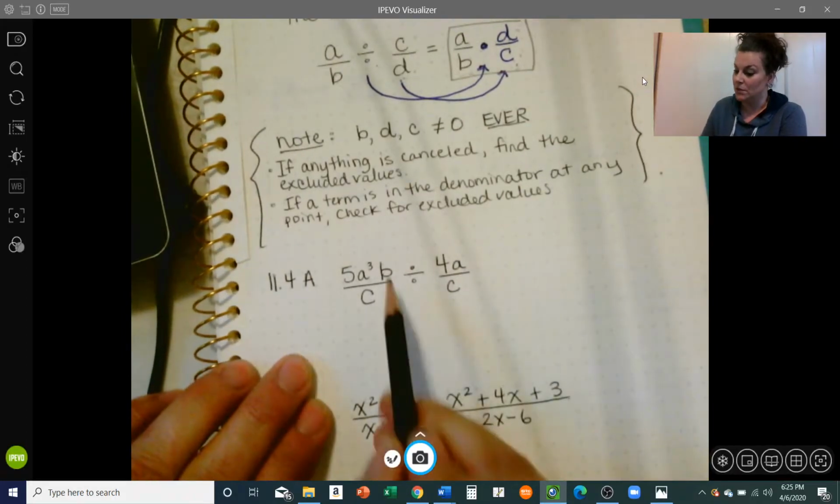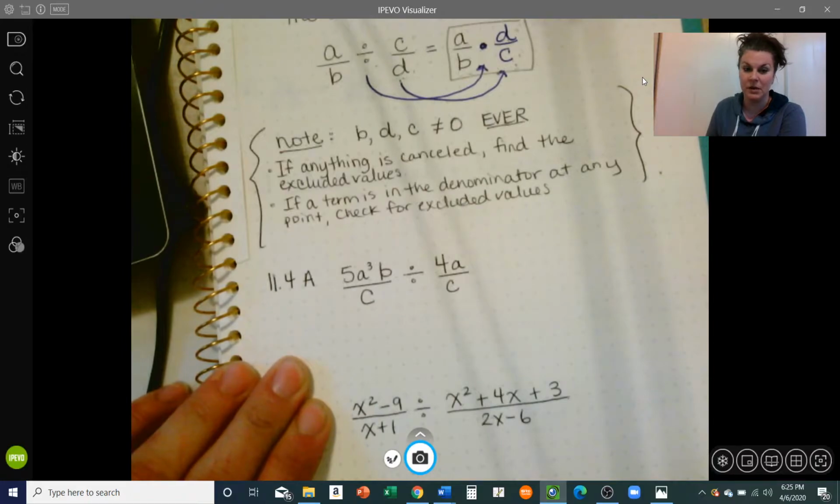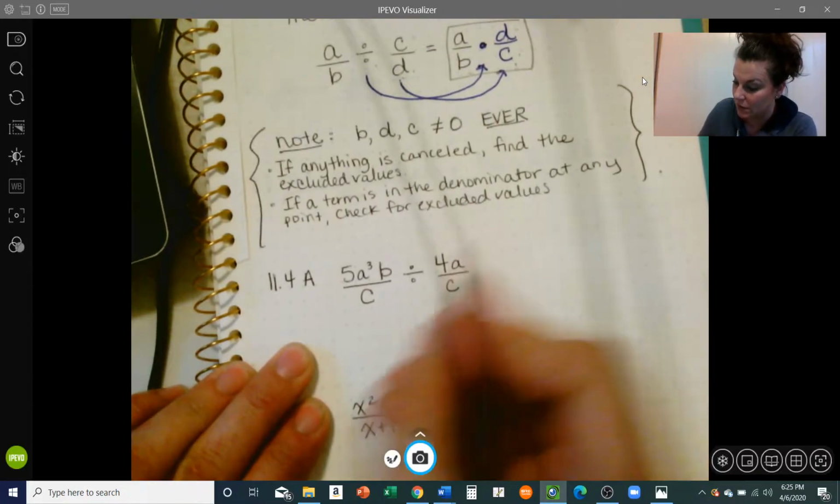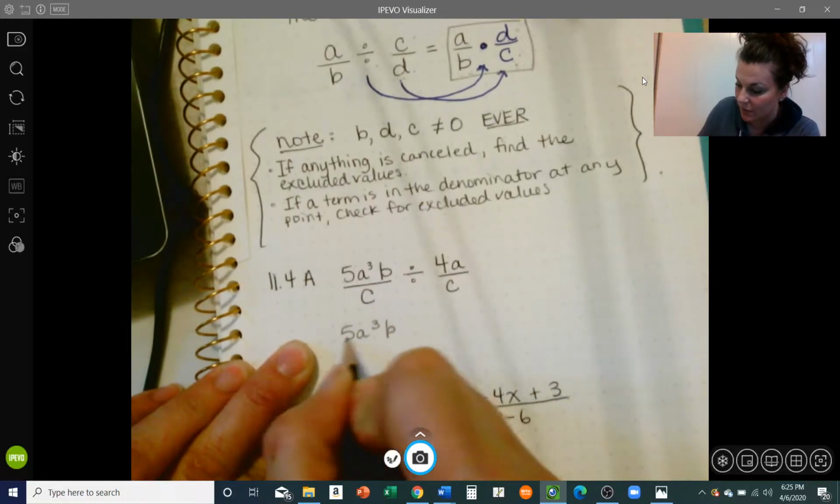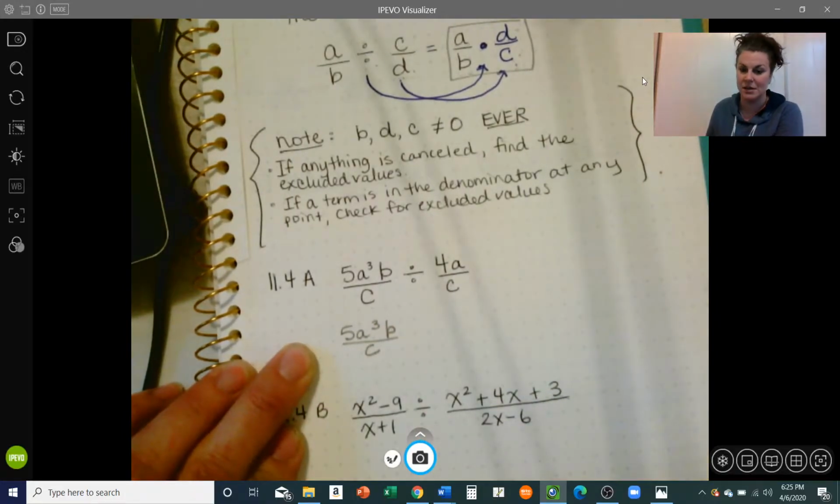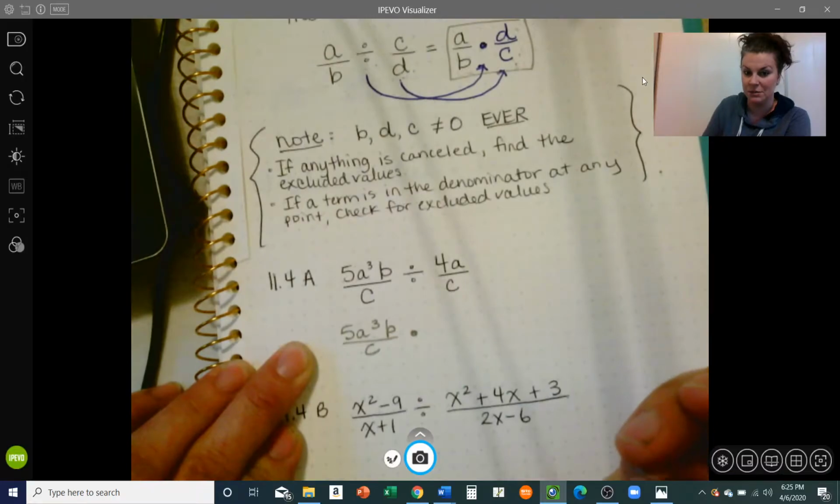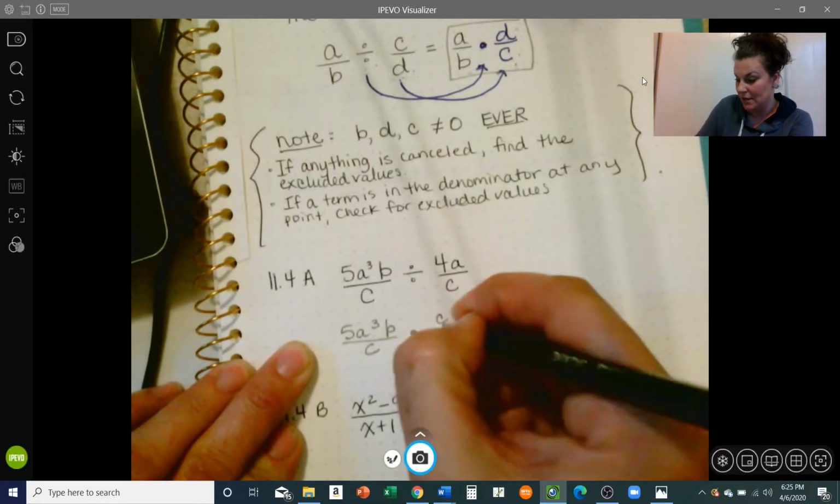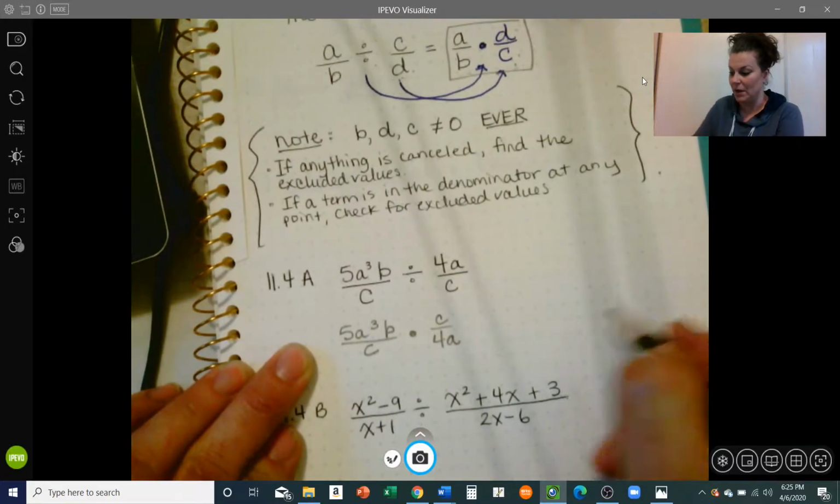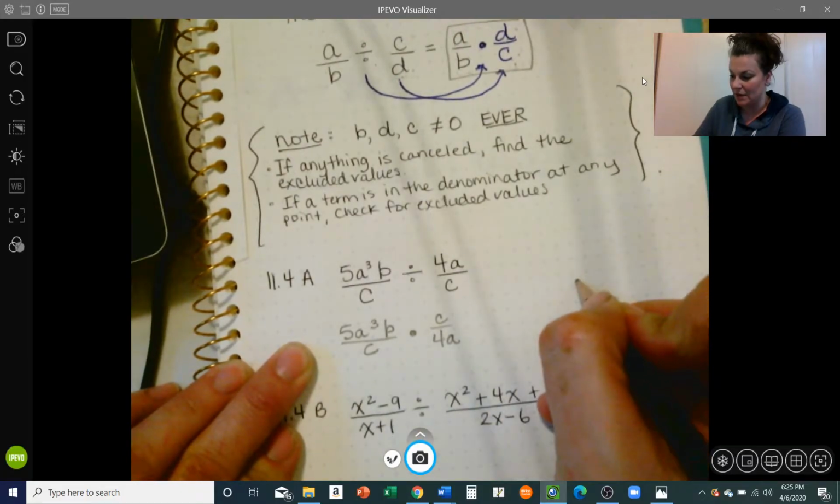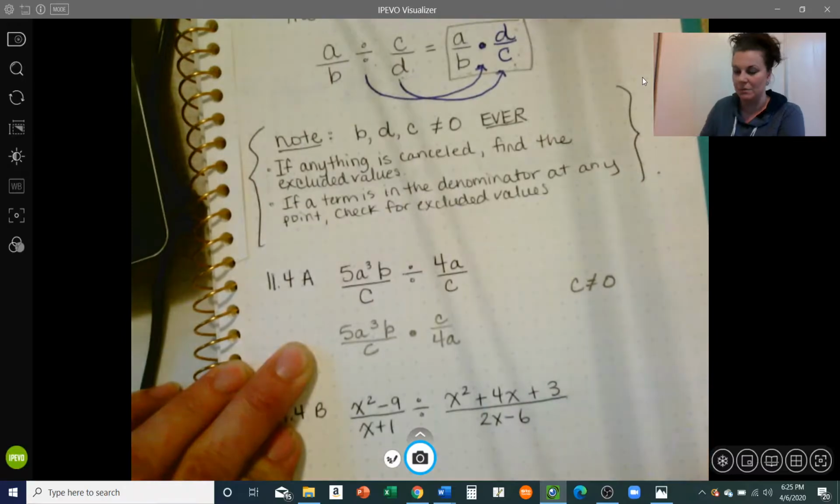Okay, so here's this problem, kind of like last time, starting out a little simpler. And if I rewrite that, so I'm going to rewrite my first fraction the exact same way, change it to multiplication, and then I flip this second one. I need to make a note off to the side that c cannot be 0. That's what I would do, just because that helps me, because I just did it, and now I don't have to worry about it anymore.